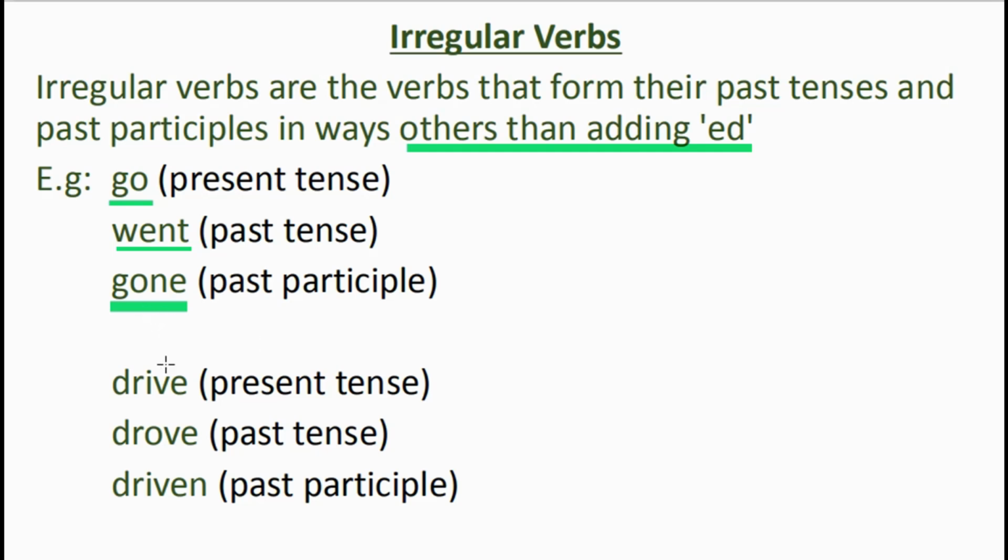The second example, drive. Present tense, drive. Past tense, drove. Past participle, driven. There is no ed. From what we can see from these two verbs, go and drive, the past tense and the past participles are formed in totally different ways. Sometimes it may include a change in vowel letters, a change in spelling, and sometimes there might not even be any changes at all. For this reason, we call them irregular verbs.